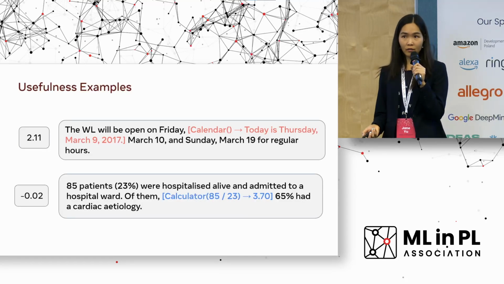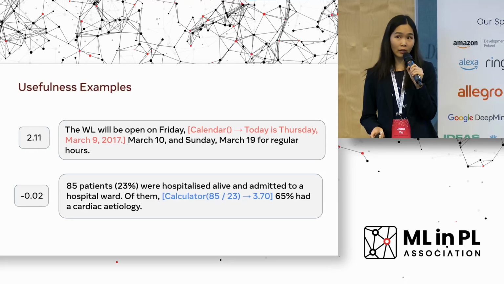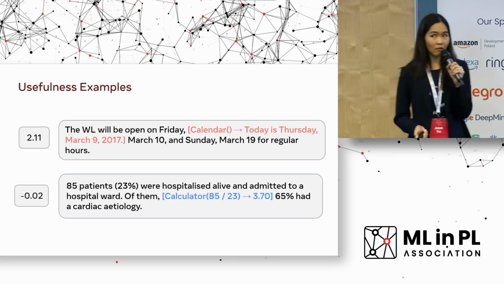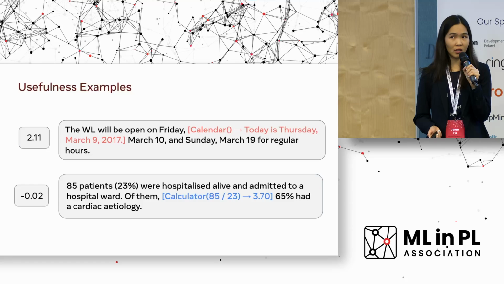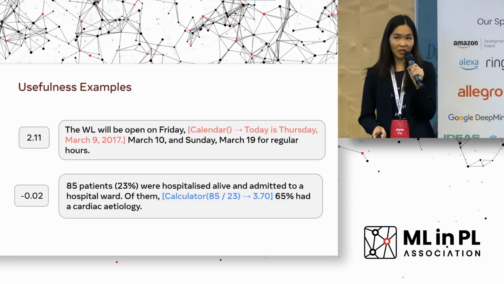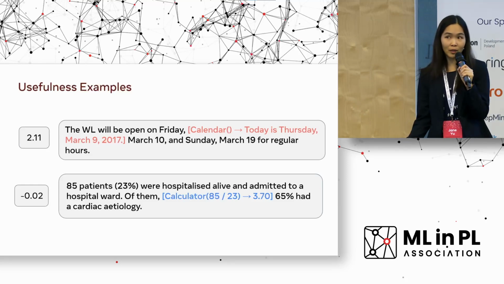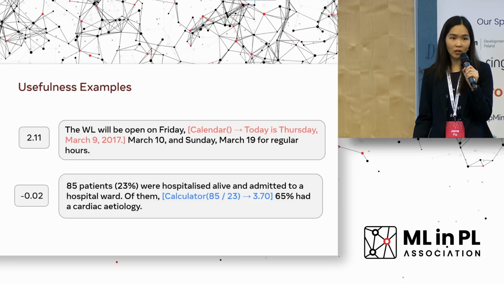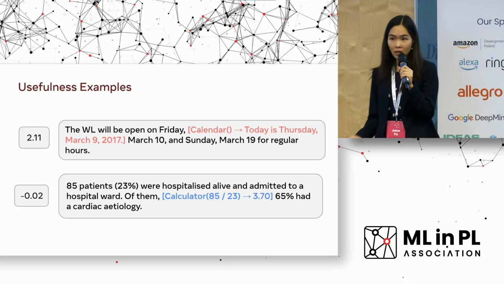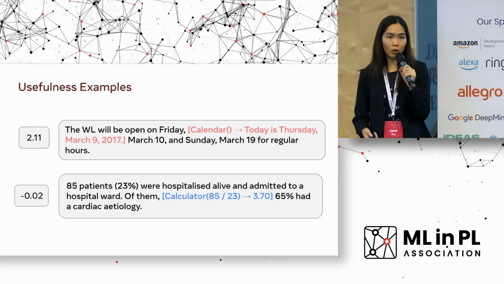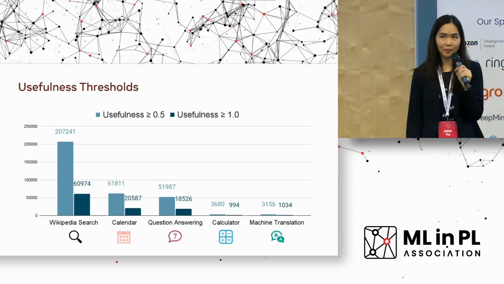On the other hand, we have this example from the calculator tool. The model has seen 85 patients, 23%. It does the reasonable thing and thinks maybe the person will want the ratio, and so it divides those two numbers. But this ratio is actually not what the second sentence needed, and so it gets a low usefulness score, even though it was a reasonable guess.